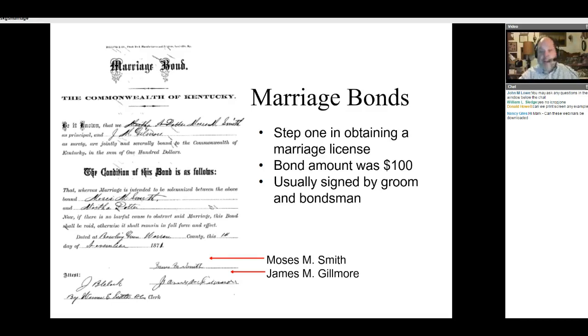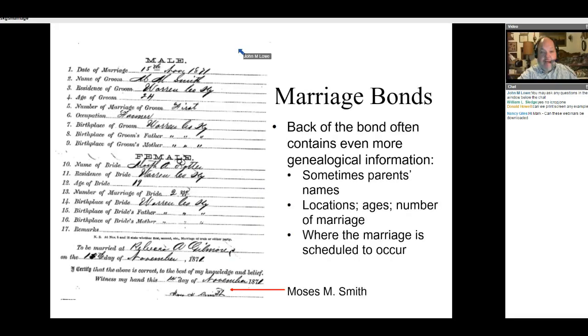This is the front of the bond, but perhaps the back of the bond is even more valuable to us as researchers. The back of the bond often contains, in this case, starting at the top, a date of marriage, the groom's name, his residence at the time, his age, the marriage for which he's participating, now first, second, third, his occupation as a farmer, then his birthplace and the birthplace of his parents, especially helpful.